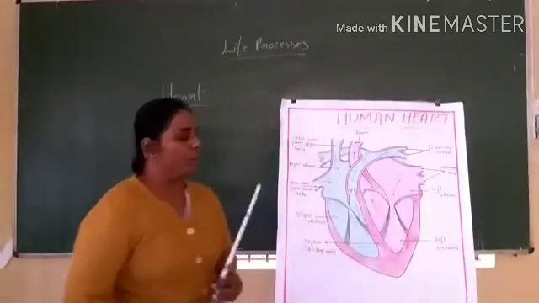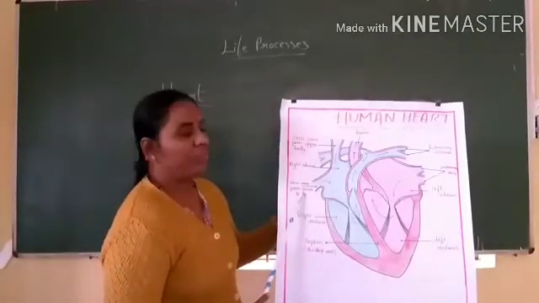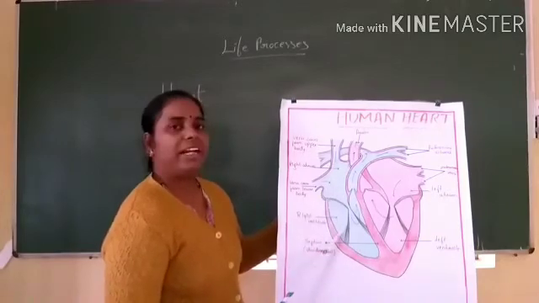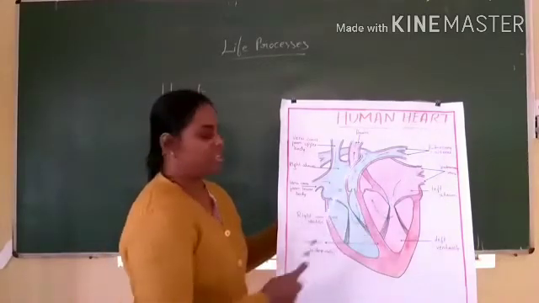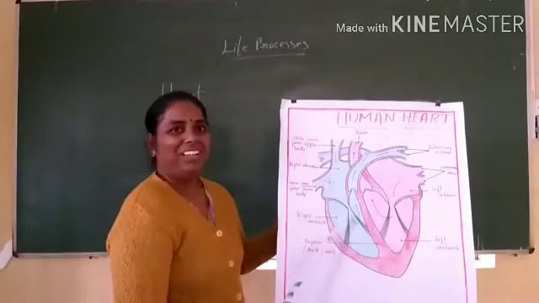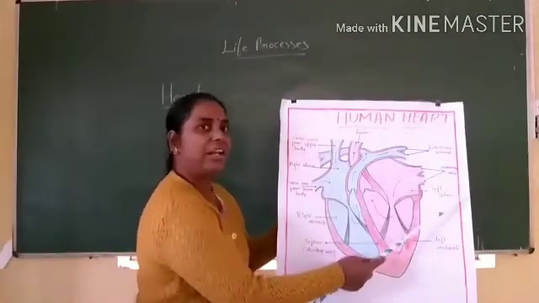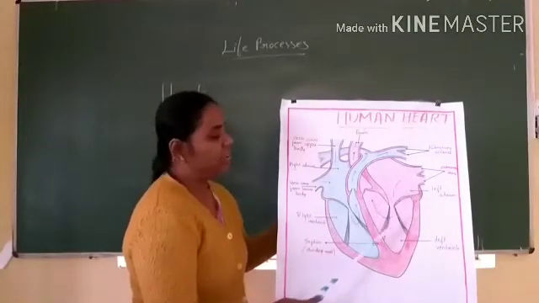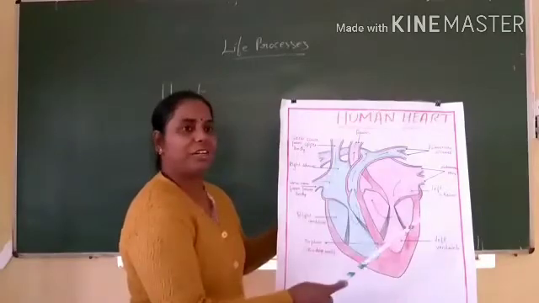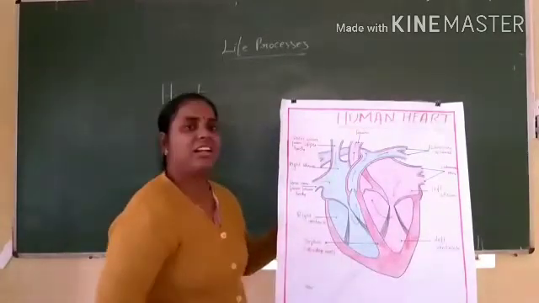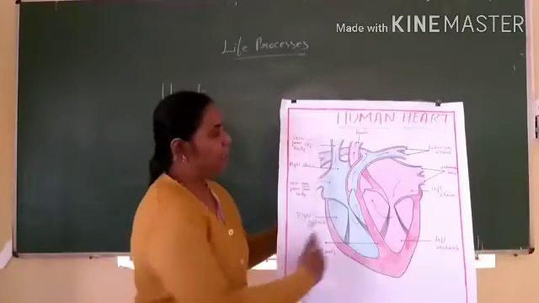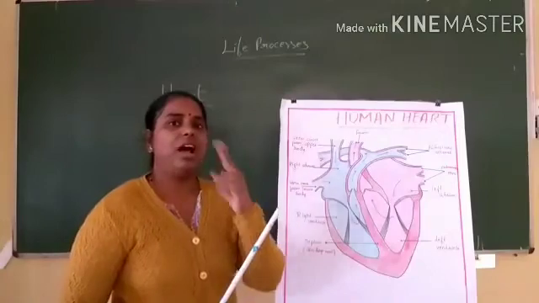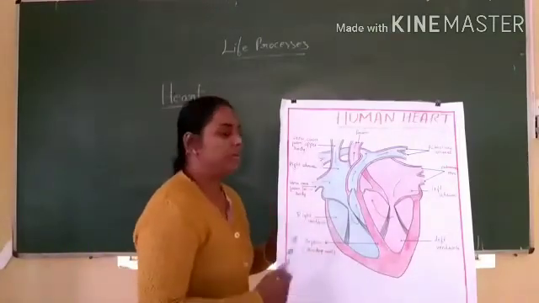So I will tell you how. Once the blood is collected from different body parts and dumped into the right auricle, from there to the right ventricle, and from there pumped into the lungs. That is one term. The same blood is purified in the lungs and again brought back to the heart, that is the left auricle, and then to the left ventricle and pumped to the different parts. This completes one complete cycle of the blood in our body. To complete one cycle, blood has to pass twice through the heart. Therefore we call it double circulation.